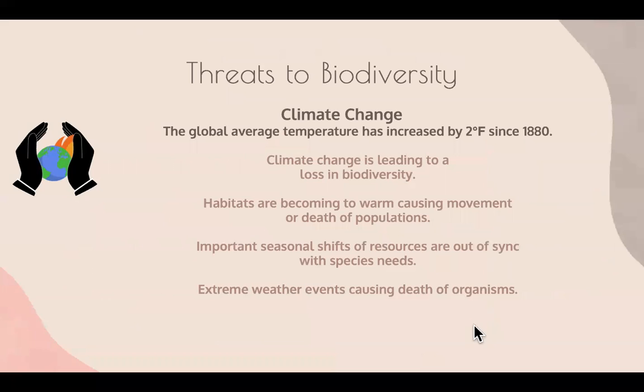Now, I mentioned climate change. Obviously, we've all heard of climate change. Now, I wanted to put the most recent data here. The global average temperature has increased by 2 degrees Fahrenheit since 1880. Now, keep in mind, this is a global average. So if you were to average all the temperatures that the different regions of Earth experience, this is the average. So why is climate change causing losses in biodiversity?